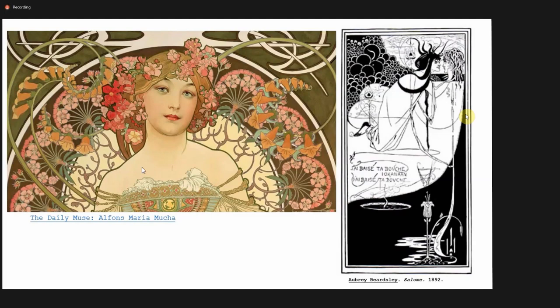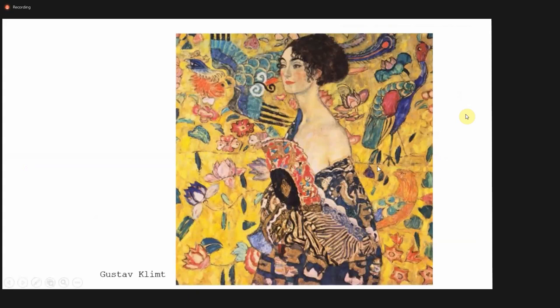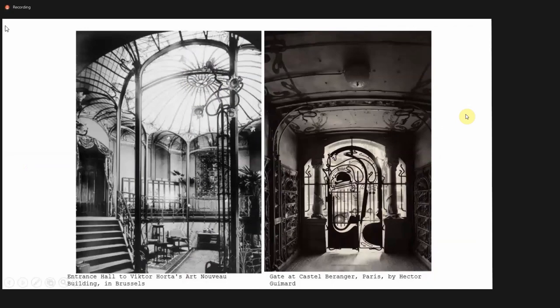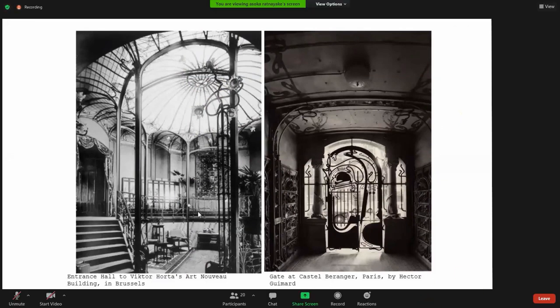Look at this painting, very decorative, with all the flowers and all. That's quite different from the others we learned so far. There were several types. This one with all the floral looks. Entrance hall to Victor Horta's Art Nouveau building in Brussels. Gated castle, Beranger.